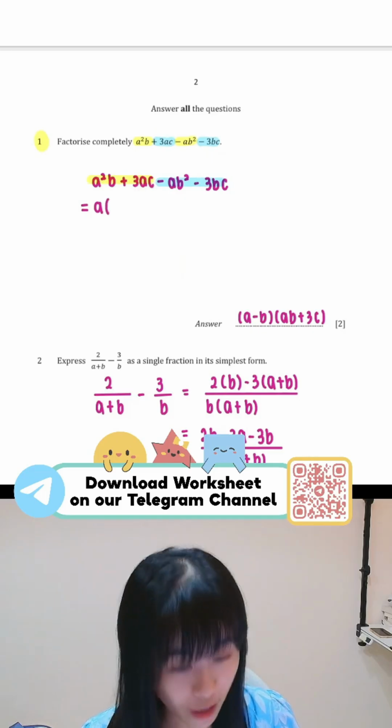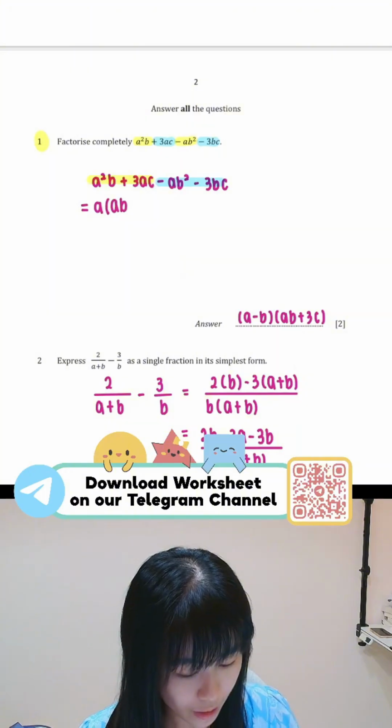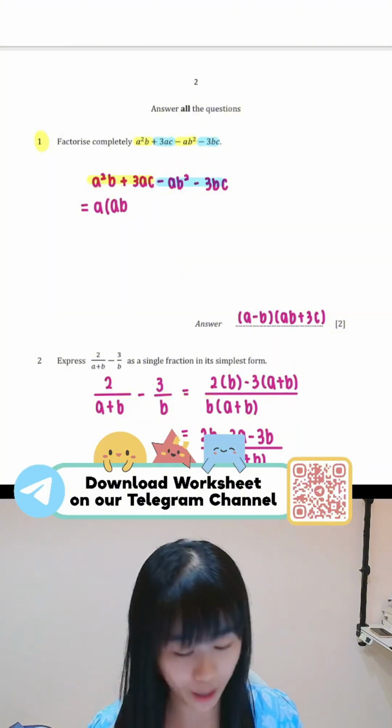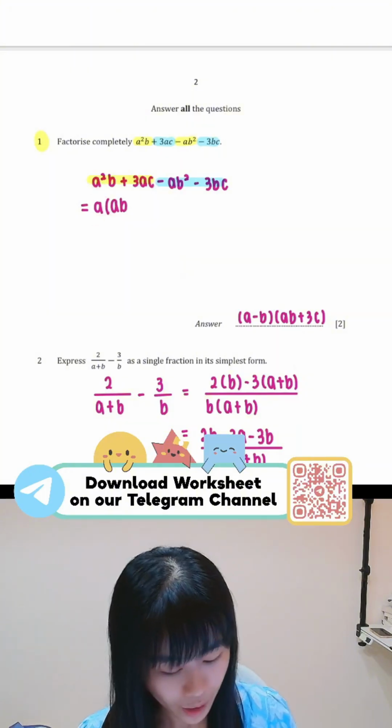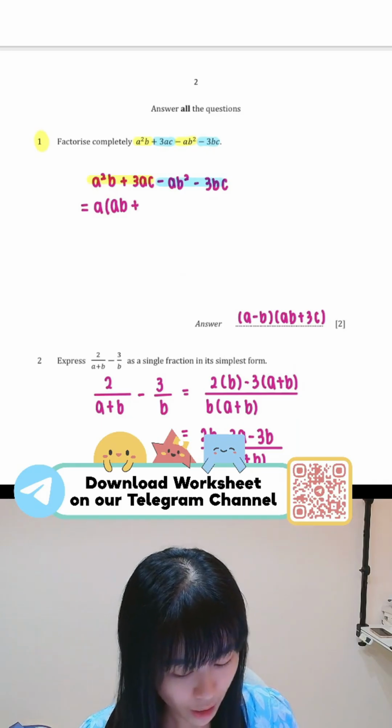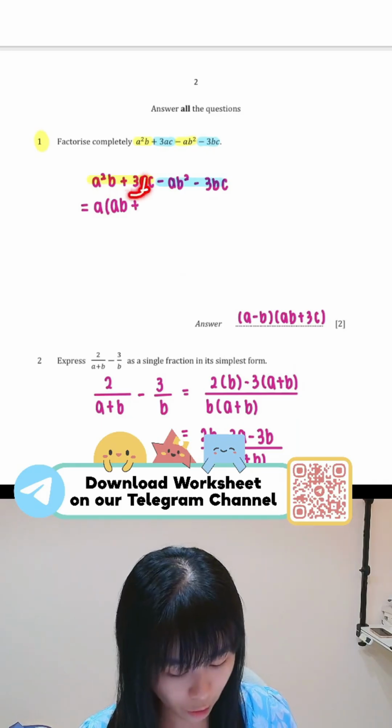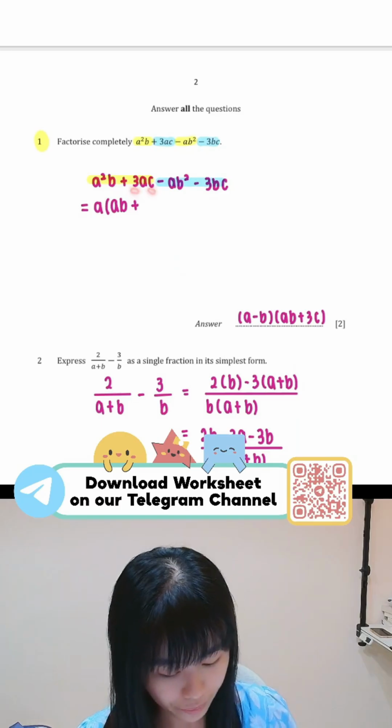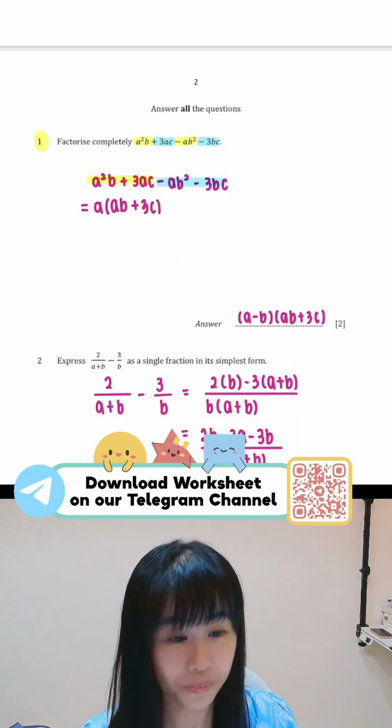So if you take out a already, you will be left with a and b here, because there's a square here, so we have 2 of them. So a and a make up a square. Next one, you take out a here already, so you're left with a 3c. So here is a 3c.